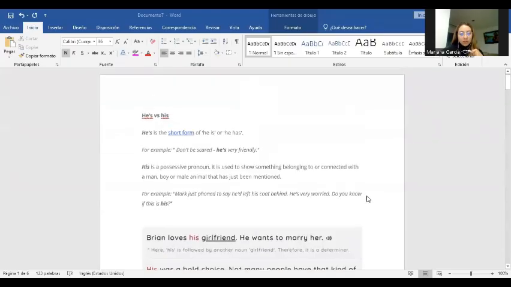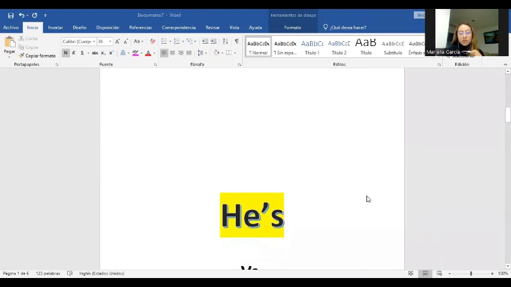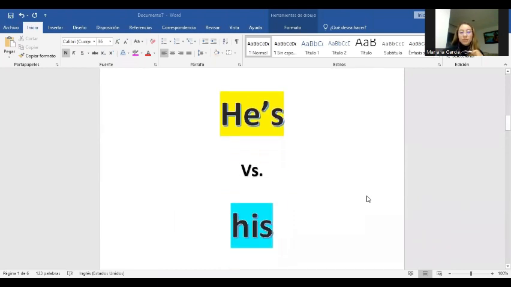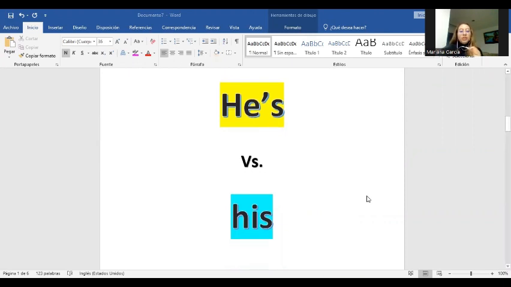Okay, we're here. I'm gonna talk about two topics. The first is "he's" versus "his". And the second one is the numbers 12 to 19. So for the first, we have two sounds that, if you listen and you don't identify the difference between them, it's probably that you couldn't know the true meaning of the sentence.